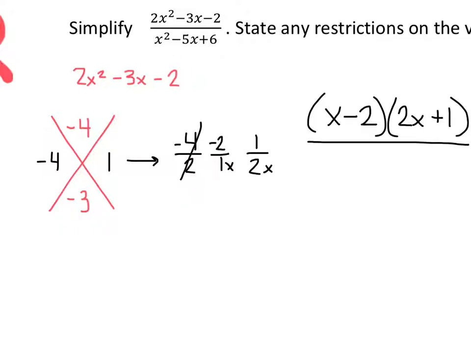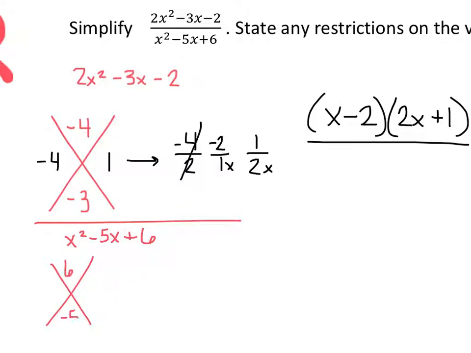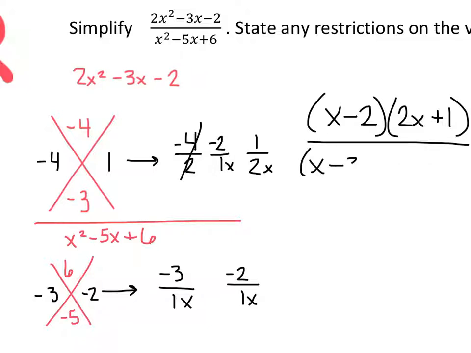Now we just need to get our denominator, which is x squared minus 5x plus 6. So let's see, big X. Top will be a times c, which is 6. Bottom is b, which is negative 5. Numbers that multiply to get 6, add to get negative 5. Let's see, they have to multiply to get a positive number, so they probably both need to be negative. So how about negative 3 and negative 2? Our a value this time is a 1 again, no reduction needed. So our factors are x minus 3 and x minus 2.